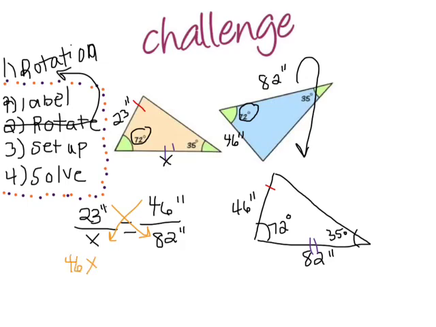46x. And then I'm just going to make this quick, okay? So I'm going to do 23 times 82 in my calculator. 23 times 82 is 1,886. Okay, now I need to isolate my variable.